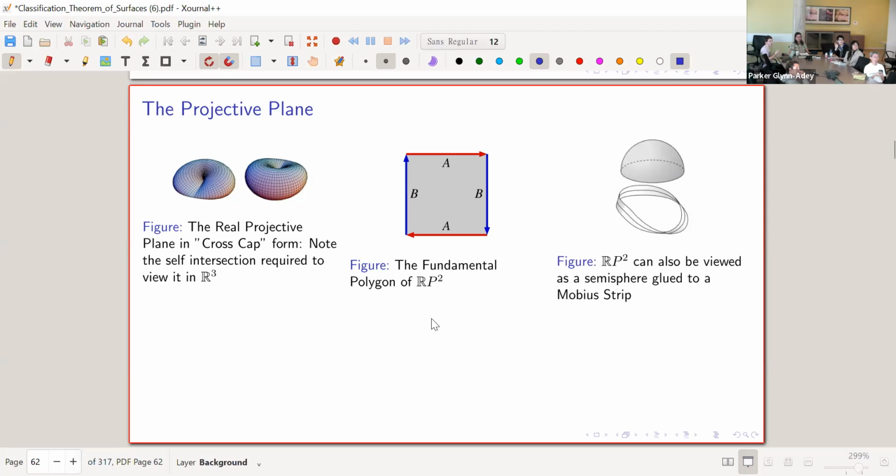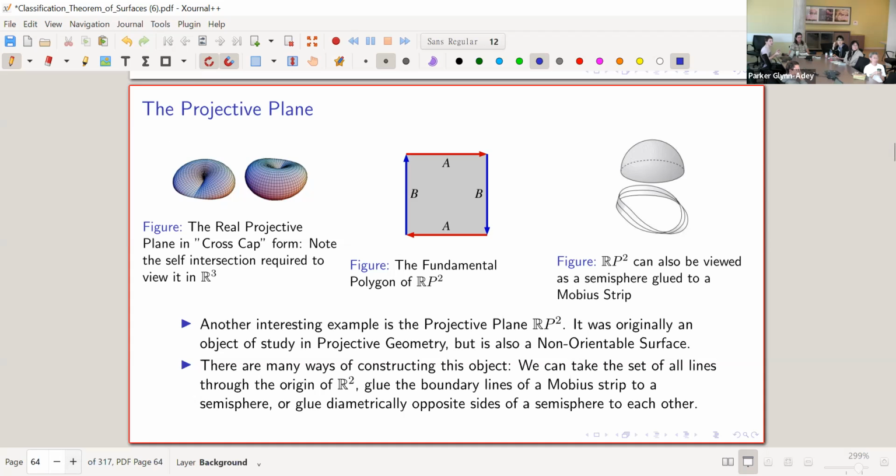And you can also view it as a Mobius strip glued onto a semi-sphere, because all you need to do is identify the boundary of the Mobius strip to the semi-sphere, and you'll get something that looks like this. It will have a self-intersection in 3D space, but we're thinking of gluing here as gluing abstractly.